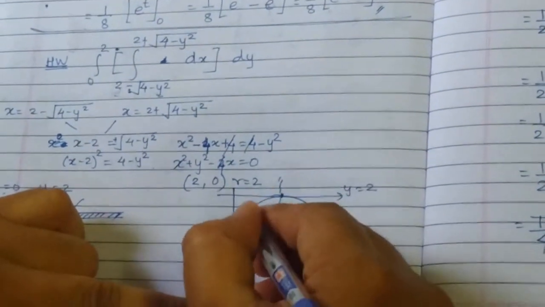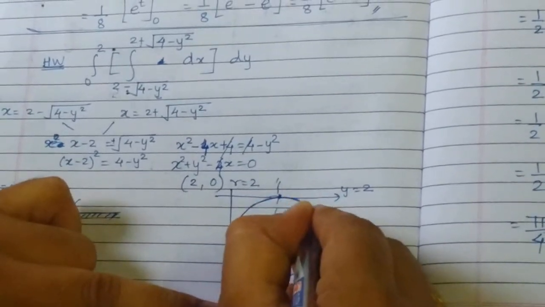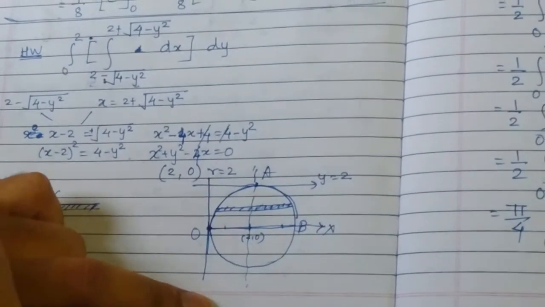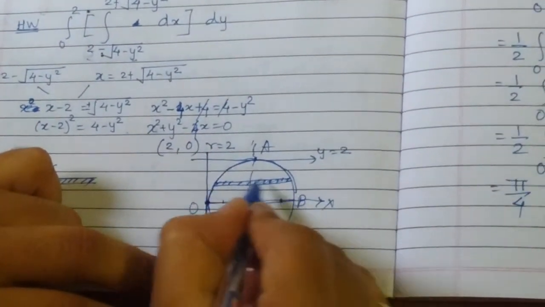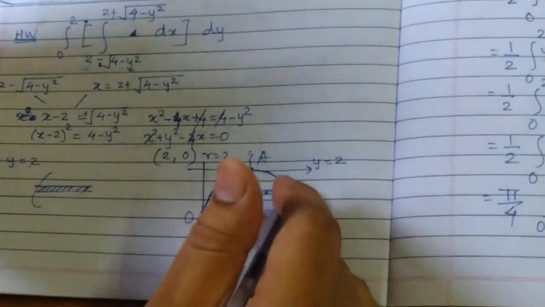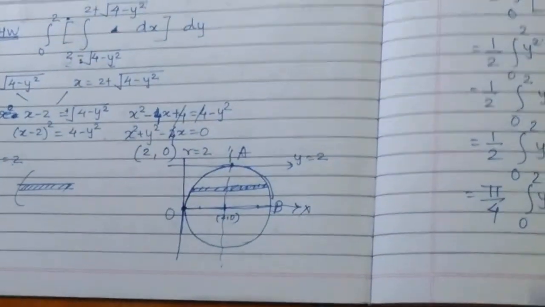So in the original problem, this is your region of integration, O, A, and this is B. And in the original problem your strip is horizontal. To change the order of integration, what will you do? You will consider a vertical strip and evaluate this problem. Thank you.